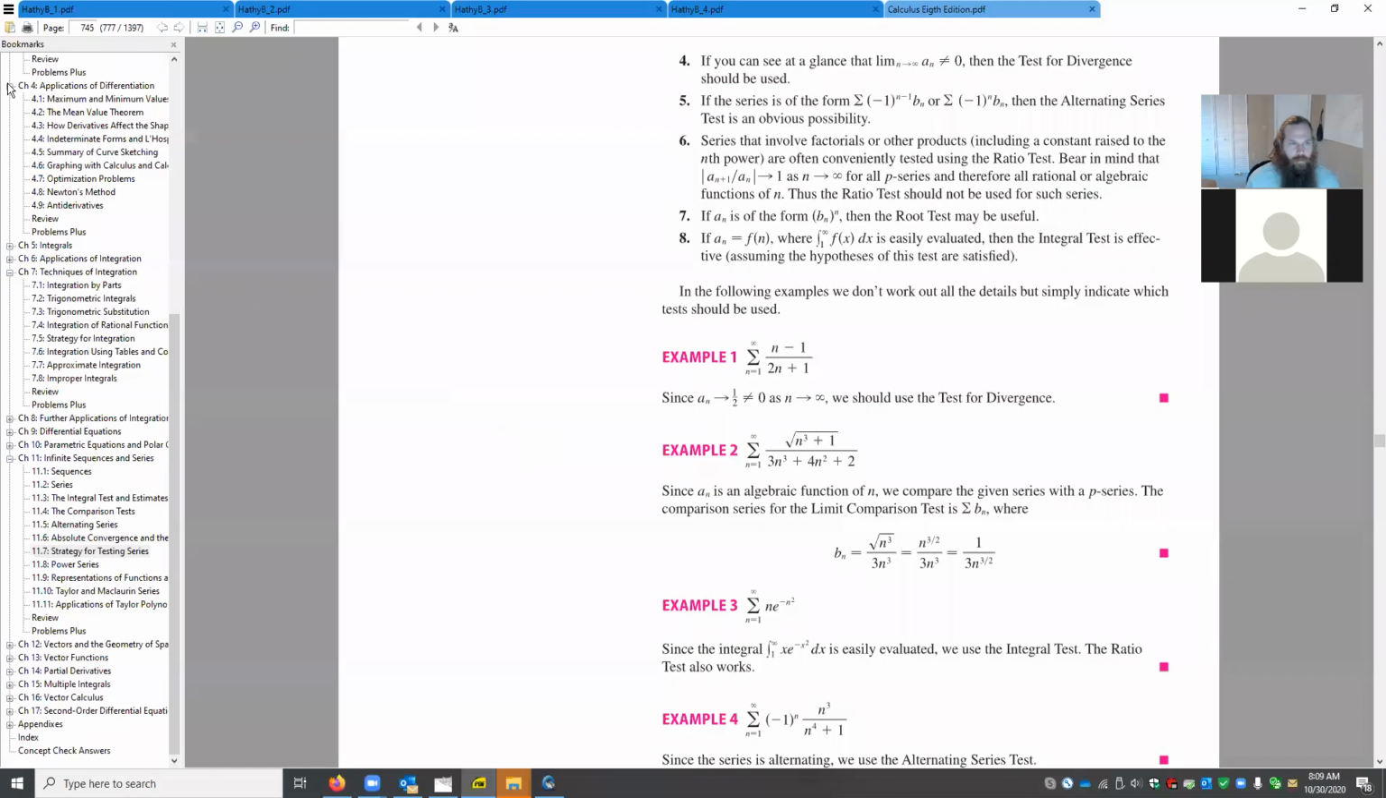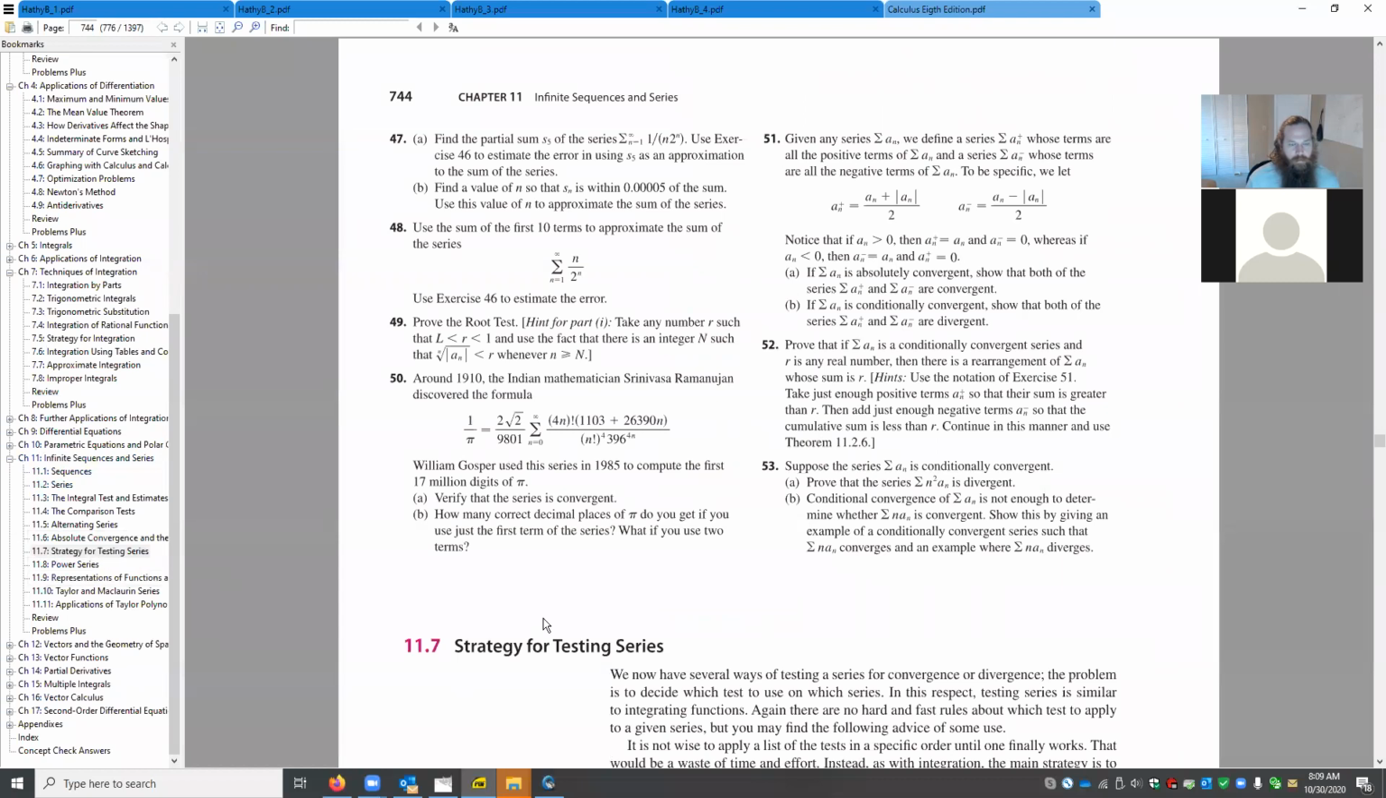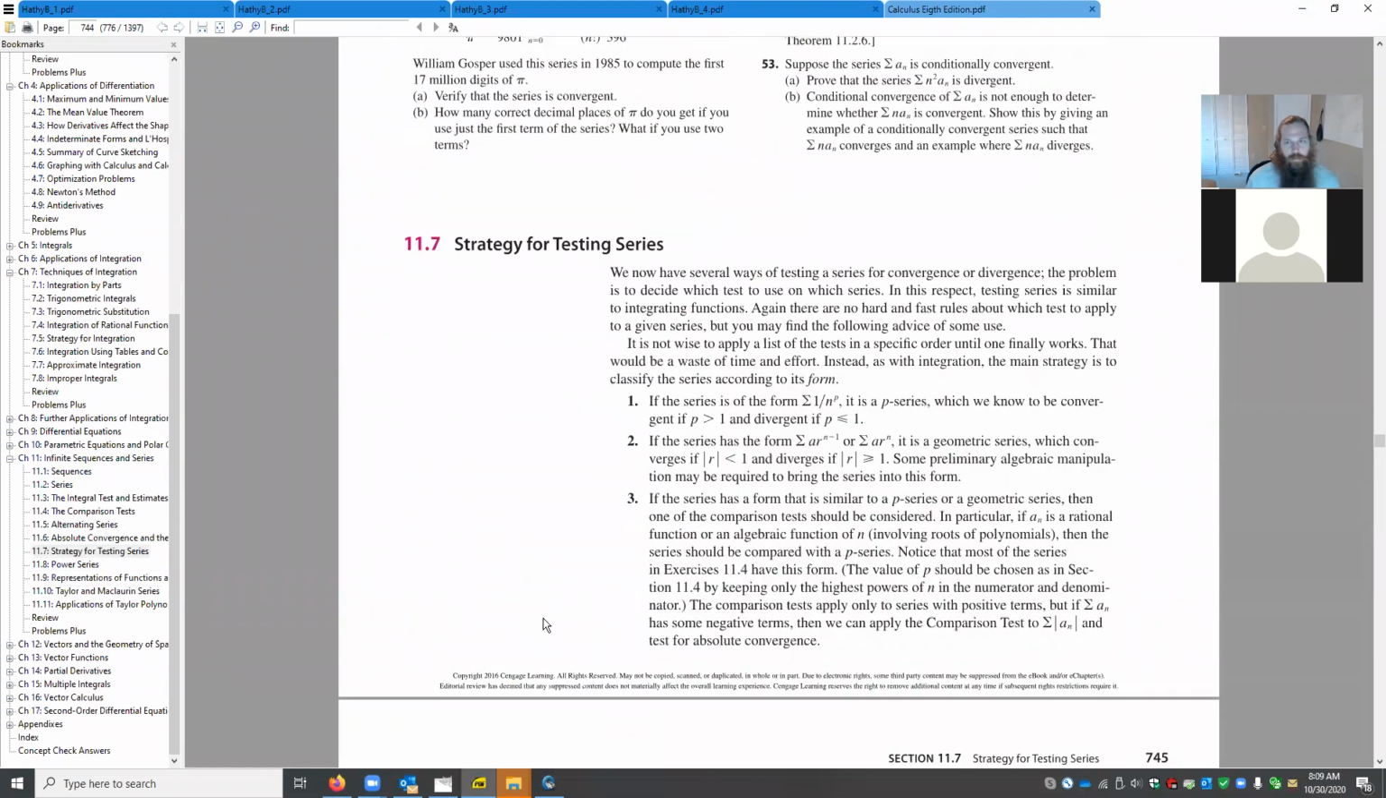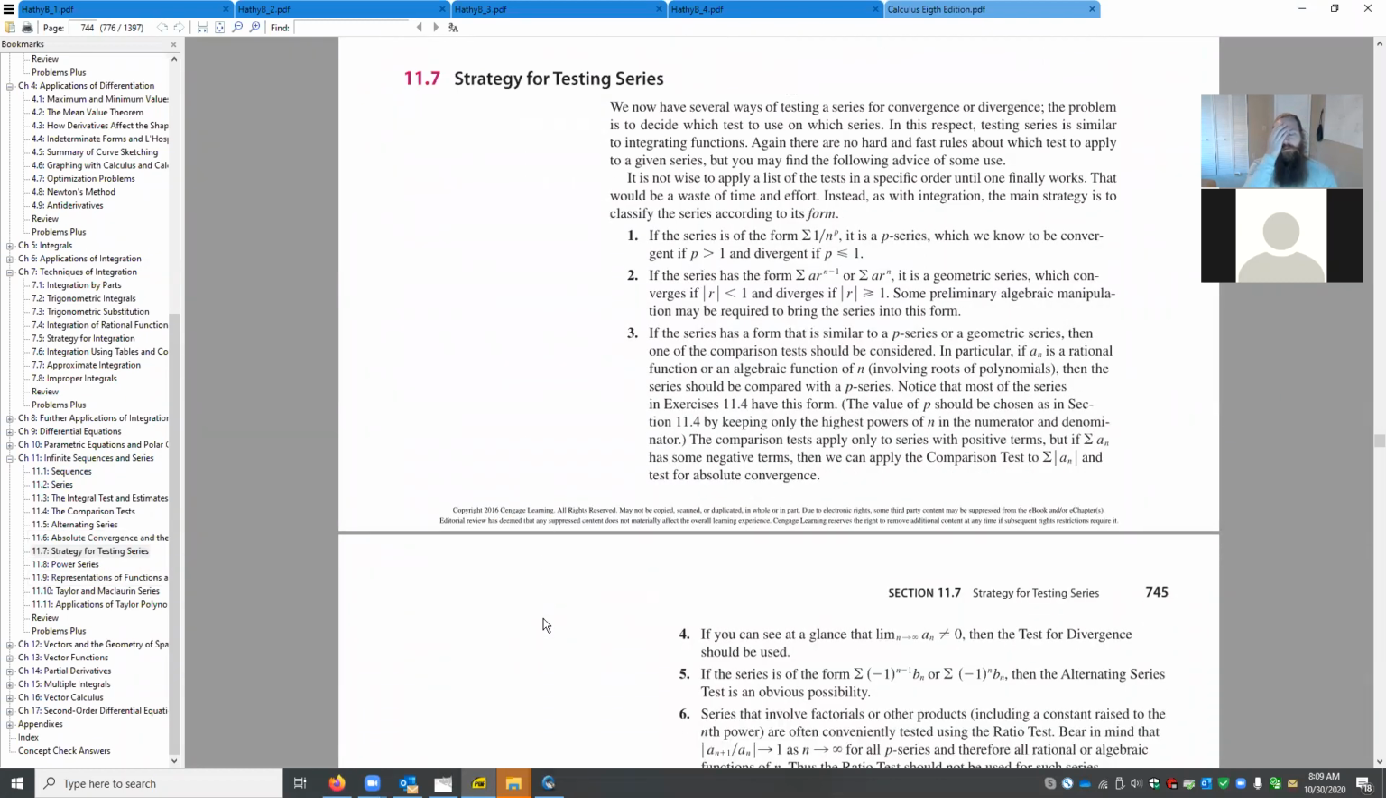So one more thing before we get to explicit problem solving, and that is this: section 11.7 in the textbook. I would recommend reading this. All right, I'm going to go through it with you right now, and you can take notes as we do. But I would recommend coming through and reading this on your own as well.